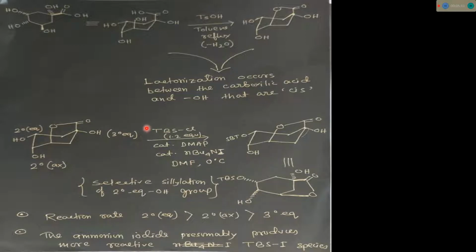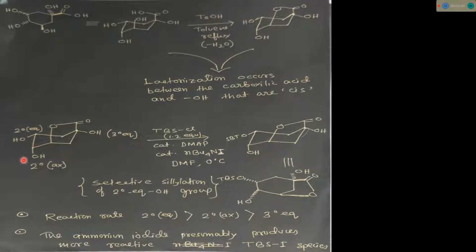So this is just an alcoholic OH protection reaction. We all know that we usually use TBSCl for OH group protection. Now see, in this molecule there are 3 free OH groups. One is this equatorial attached to a 3 degree carbon. This is an OH equatorial attached to a 2 degree carbon. This OH is axial attached to a 2 degree carbon.